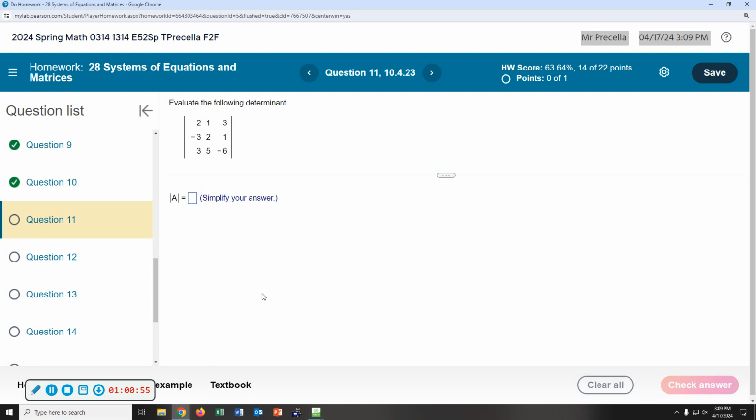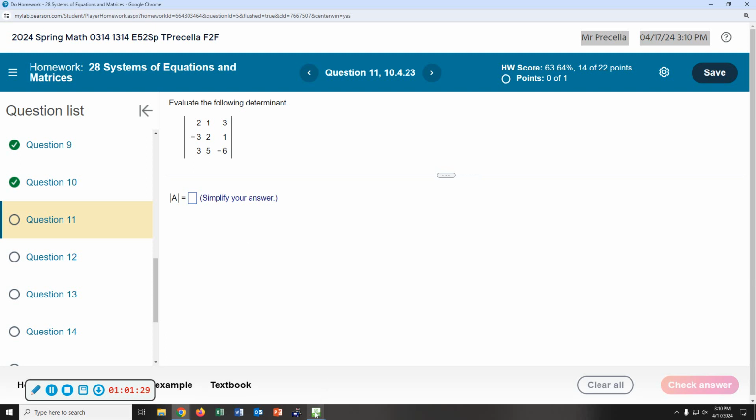This is number 11, and we're going to find the determinant of this 3 by 3 matrix. The first column is 2, negative 3, 3. The second column is 1, 2, 5. The third column is 3, 1, negative 6. Make sure I didn't miscopy. One minor mistake can really throw the answer off.